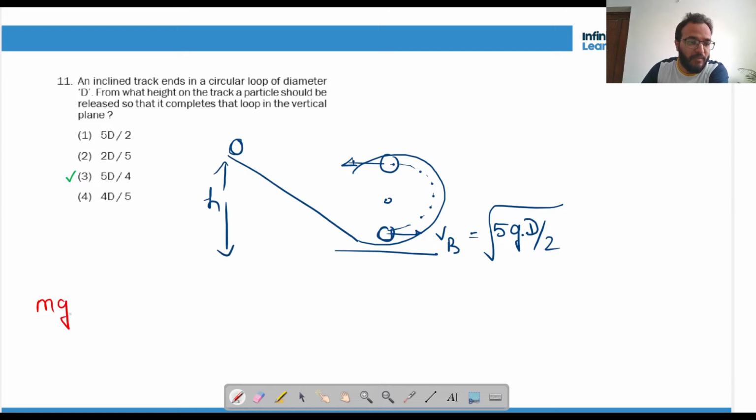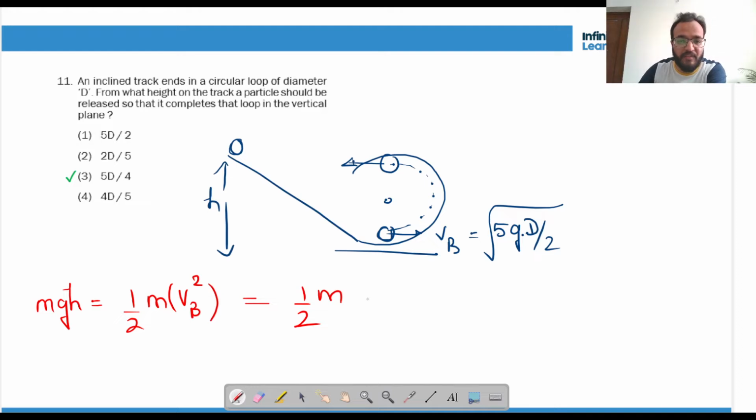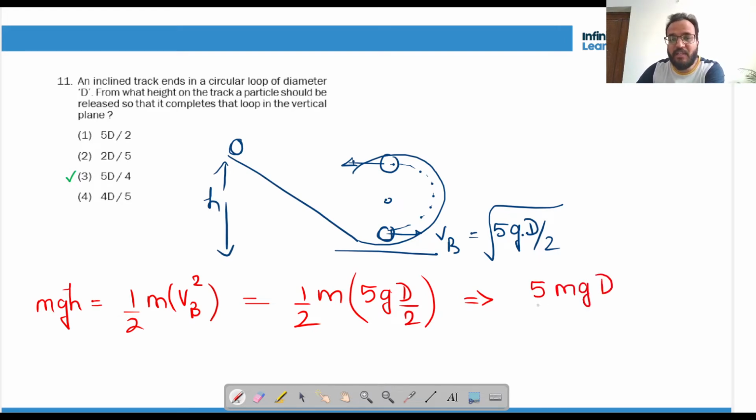So we will say mgh should be completely converted into half m into velocity at the bottom whole square. Now we want this to cover the complete circle, so it should be half m into 5 g d by 2 after squaring. Okay, so I guess from here we can clearly say that it will become 5 by 4 mgd. Now if you compare, you can say that mg gets cancelled and finally height is 5 by 4 into diameter. I hope you understand this, right?